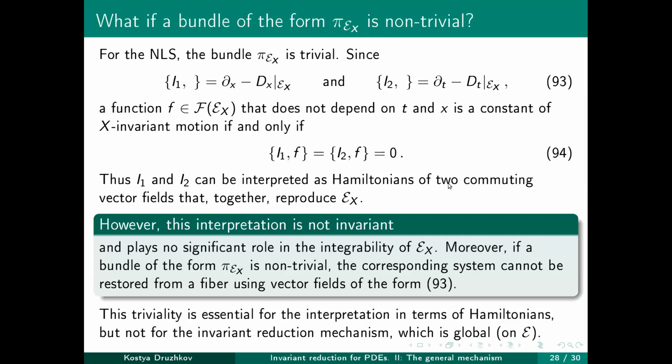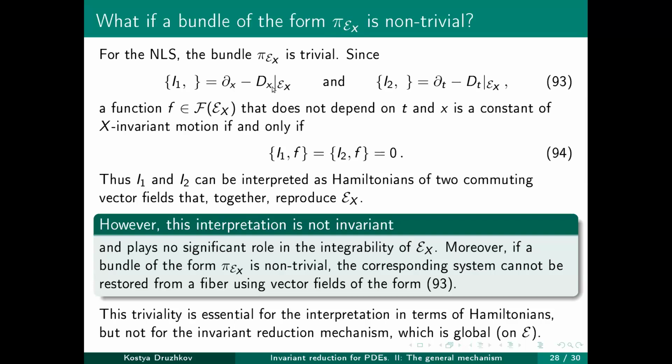The triviality is essential for the interpretation in terms of Hamiltonians, but not for the invariant reduction mechanism, which is global, and it is given on epsilon. So the idea is that this simple interpretation is a non-covariant interpretation, but whatever. And the reduction mechanism is covariant, actually, the mechanism itself. But the interpretation survives only when we have trivial bundle structure. If the bundle structure is not trivial, we cannot use this interpretation, because this is how we restore the bundle pi epsilon x itself, right?